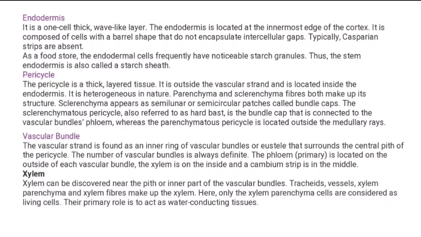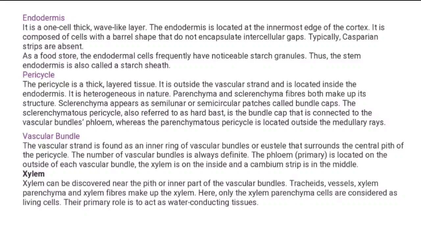Sclerenchyma appears as semilunar or semicircular patches called bundle caps. The sclerenchymatous pericycle, also referred to as hard bast, is the bundle cap that is connected to the vascular bundle's phloem, whereas the parenchymatous pericycle is located outside the medullary rays.